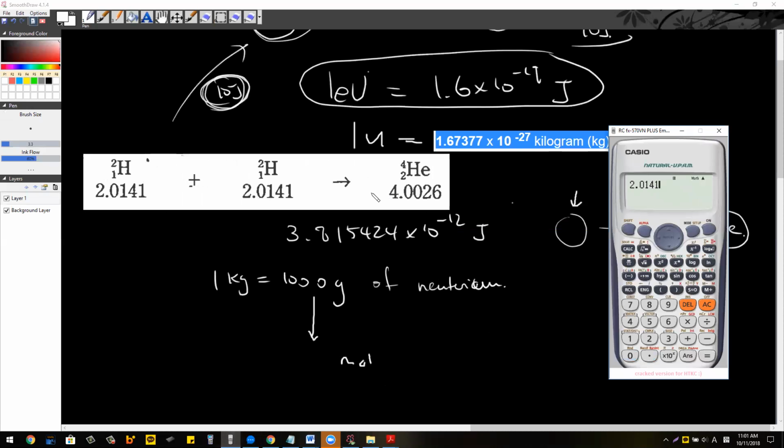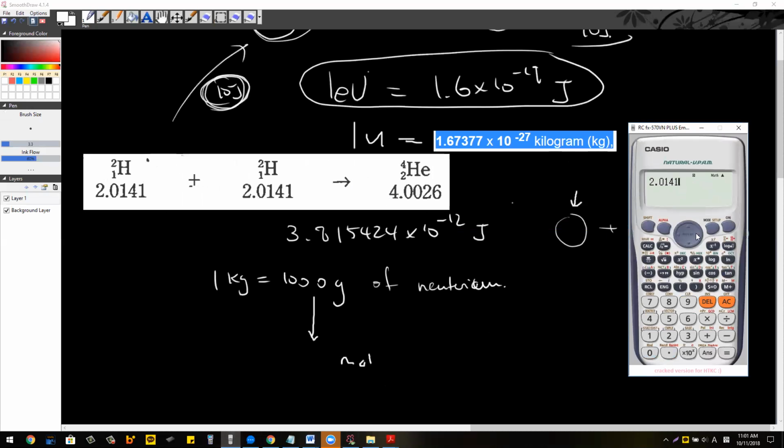So deuterium is worth, if you go back to the question here, 2.0 blah blah blah, right? So if you copy that one here, this is deuterium 2.0141. That's U, right? But we're going to times this one by 1.67377 times 10 to the power of negative 27, to convert it back into kilograms. So this is how much each deuterium weighs in kilograms.